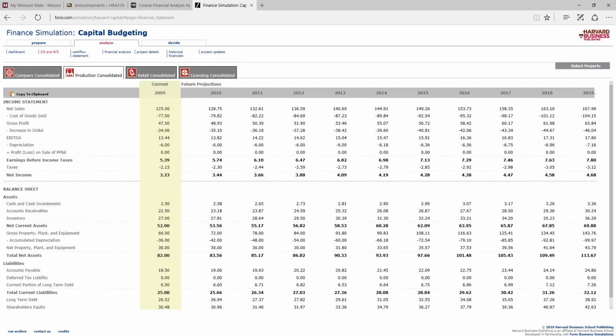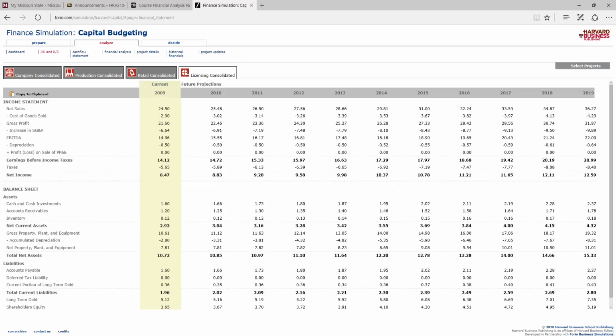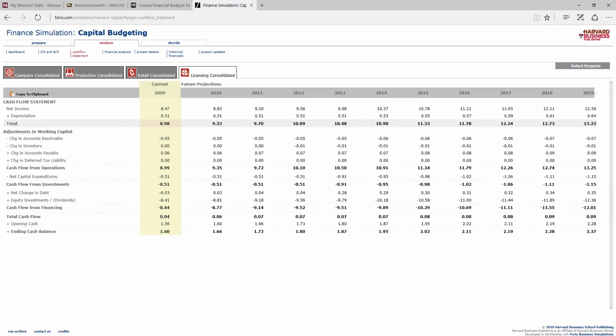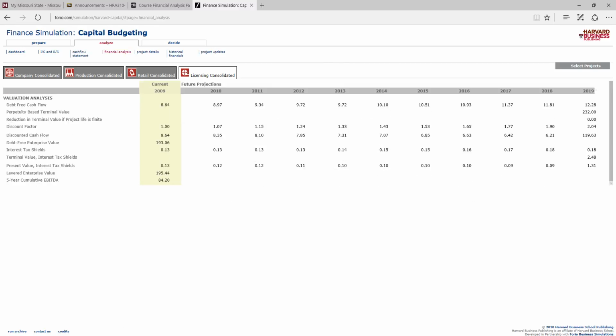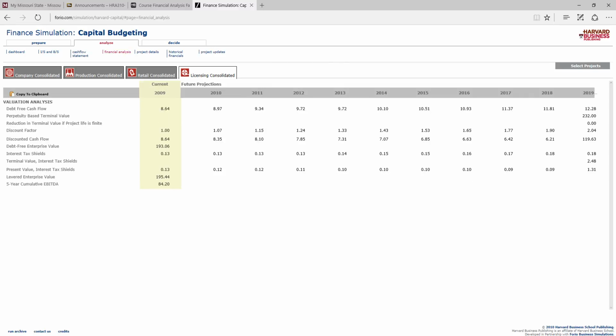You can click through and look at the income statement and the balance sheet for the production, retail, and also with the licensing. You can also look at the cash flow. Under the income and balance sheet, it will also show you your current numbers for your decision. It'll also show you the future projections, whether they're going to be good or whether they're going to be a bad investment. You can look at the financial analysis.